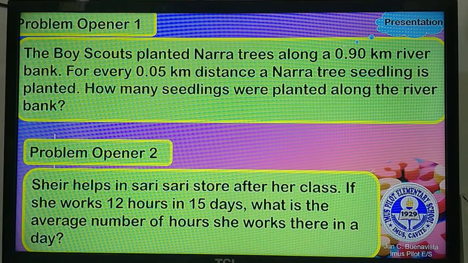What is the clue word? Average. So when you say average, you're going to divide. So that is now, our number sentence is 12 divided by 15. So this lesson is dividing a whole number by a whole number with a quotient in decimal form. So yung sagot natin dyan magiging decimal form.